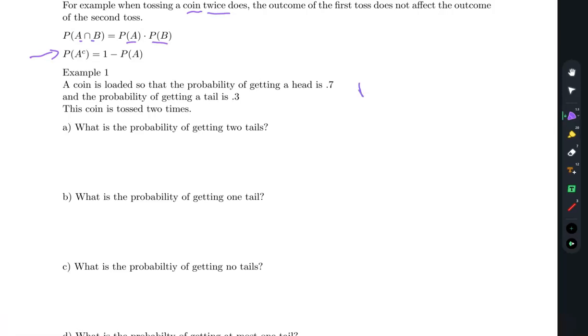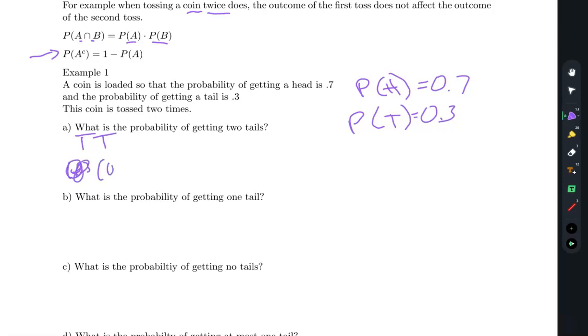So let's look at, we've got a loaded coin. The probability of a head is 0.7, and the probability of a tail is 0.3. So what's the probability of getting two tails? There's only one way to get two tails. So that means I've got a tail and a tail. So that's going to be a 0.3.